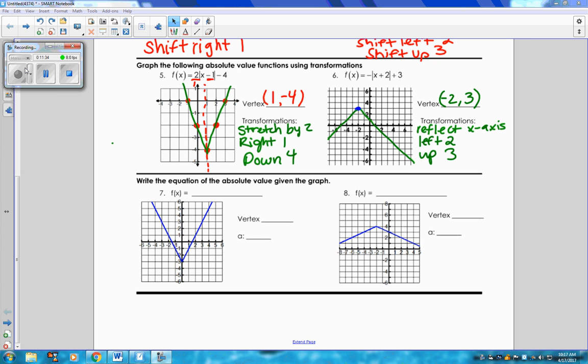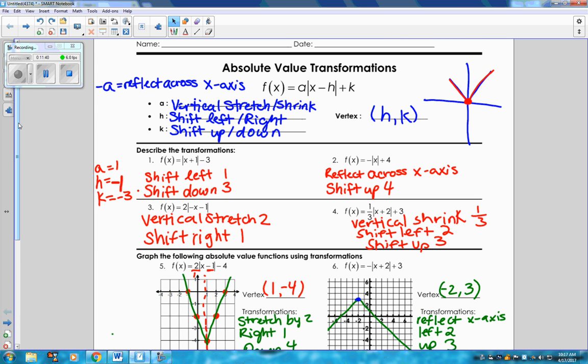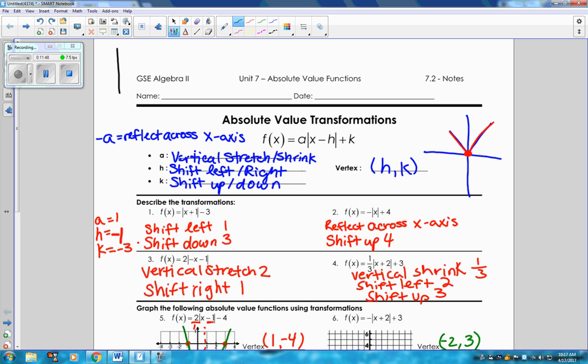Remember, our parent function looks like that, right? So for it to reflect across the x-axis, if I'm going to draw it up here. Oh, wait a second. Sorry. X-axis is this. I reflect across the x-axis like that. So we've reflected, moved it up and left.